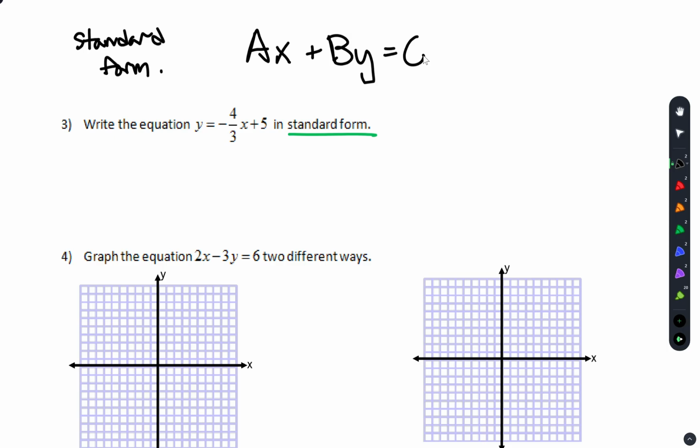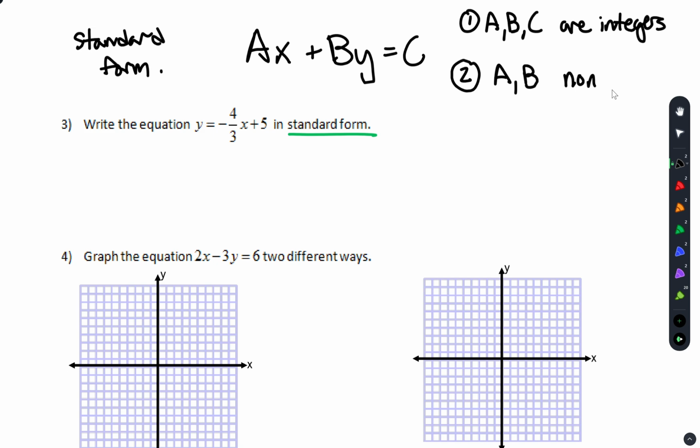And we have 2 rules that we need to follow. Number 1, a, b, and c are integers. That means they have to be whole numbers. And number 2, a and b are non-zero. Those are my rules for standard form.